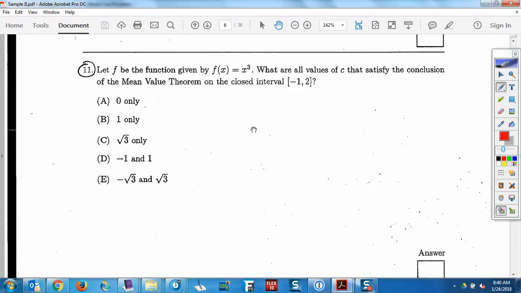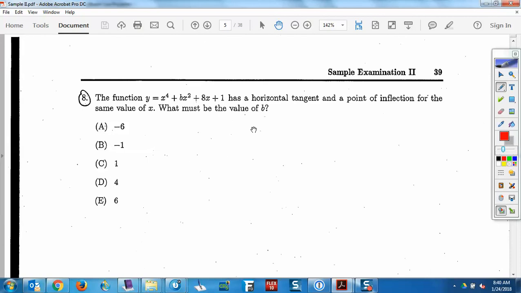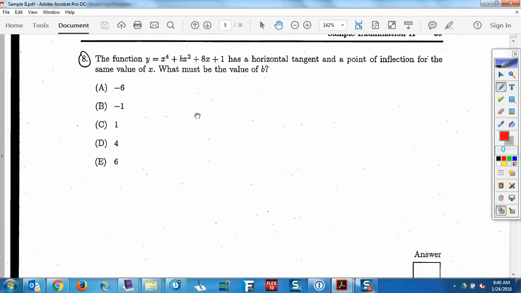Anything else? Number 8. This function has a horizontal tangent and a point of inflection for the same value of x. What must be the value of b?